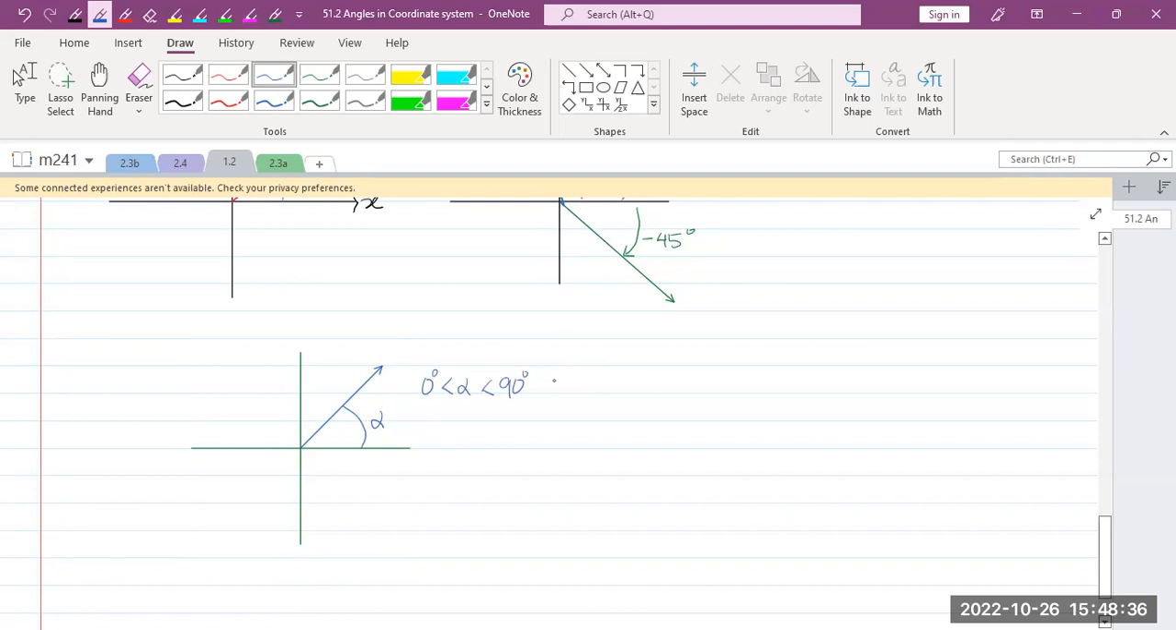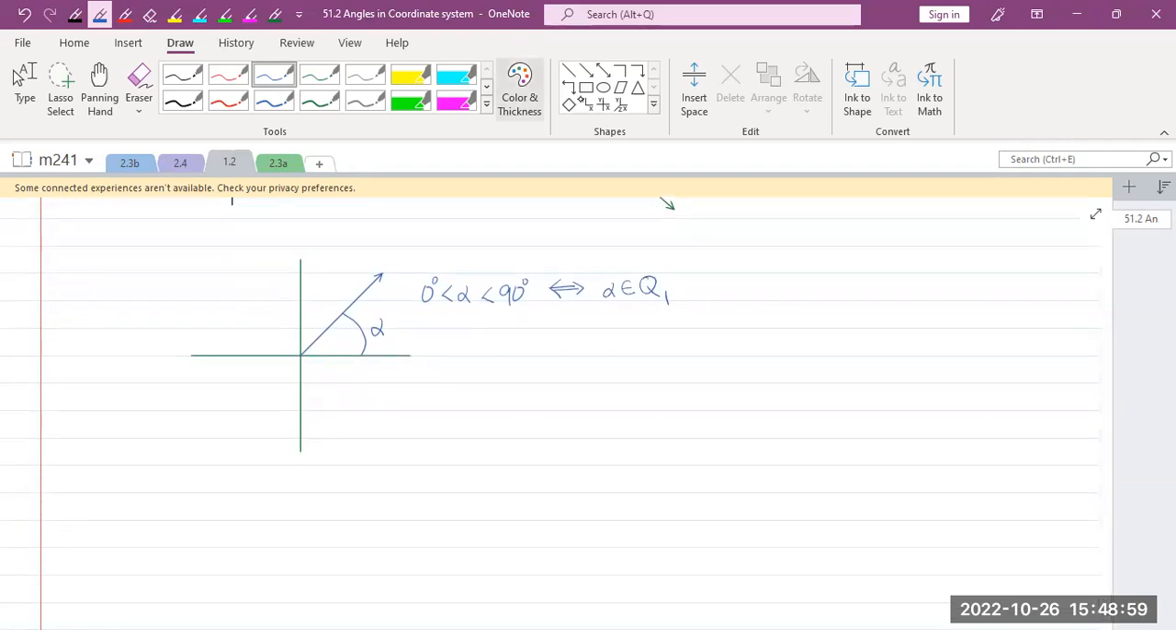The notation we use, by the way, is the way we say that the angle is an acute angle, remember? An acute angle is positive but less than 90, right? We can also call this angle in the first quadrant. That is the notation.